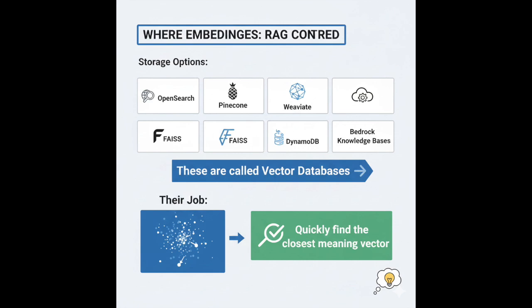Where embeddings live. Embeddings don't live in S3. They live in vector databases, places designed to store meaning and compare it fast. The most common homes are OpenSearch Serverless, Pinecone, Weaviate, Milvus (runs locally), DynamoDB with vector search, and Bedrock knowledge bases (fully managed). These systems have one job: find the closest meaning vector instantly. Because in AI, speed is accuracy. Remember this exam trick: text lives in S3, meaning lives in a vector database.